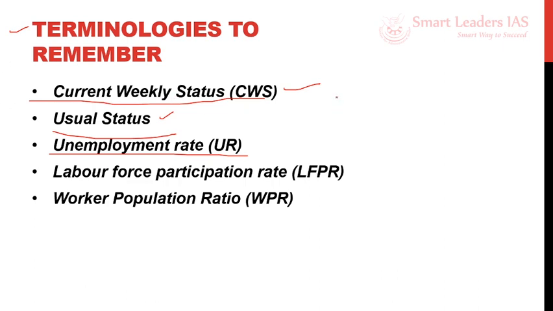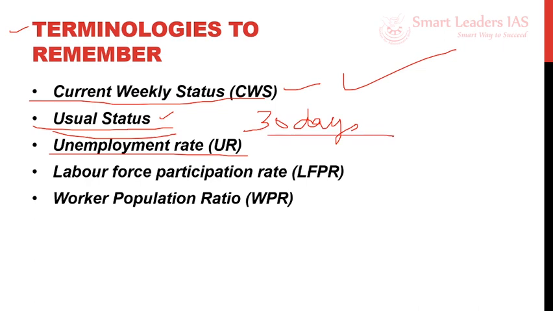Current weekly status means trying to capture employment on the basis of asking this question: have you been employed at least 1 hour in a week? If yes, it means that you are employed; if no, you are unemployed. Usual status asks: have you been employed at least 30 days in a year? On this basis, they find usual status. So current weekly status is likely to give a more dynamic understanding than usual status. If you logically construct it, understanding unemployment on the basis of both categories is going to lower or underestimate unemployment. But still, we do not have any other alternative as of now.